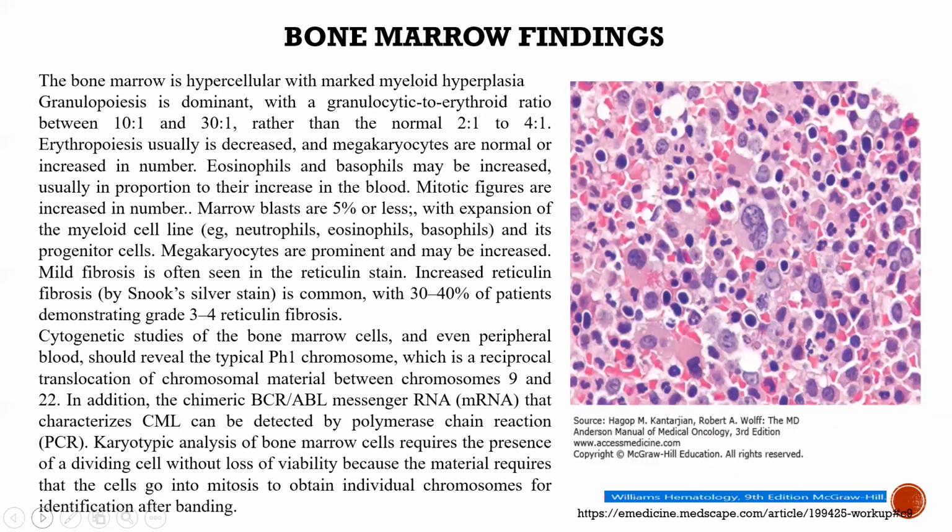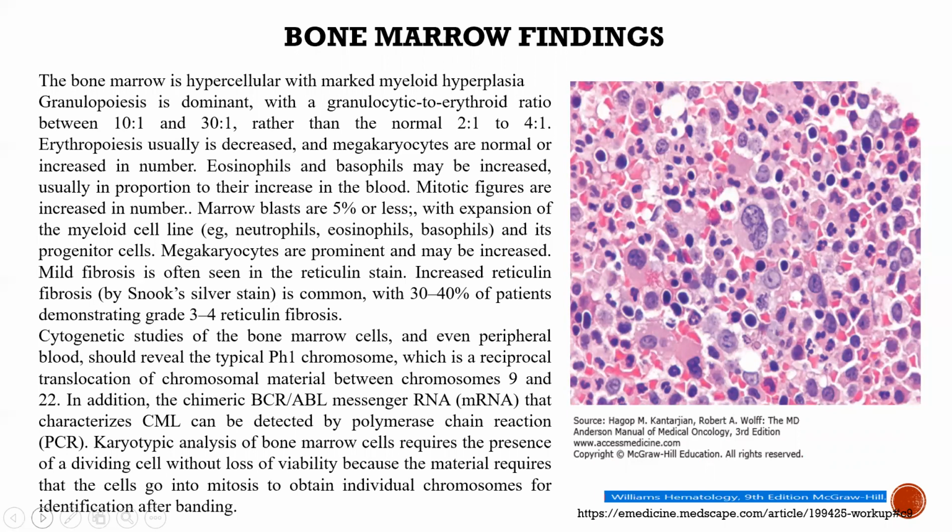Bone marrow in this type of leukemia is hypercellular with marked myeloid hyperplasia. Granulopoiesis is dominant, and the granulocytic to erythroid ratio is between 10 to 1 and 30 to 1, rather than the normal 2 or 4 to 1. Erythropoiesis usually is decreased, and megakaryocytes are normal or increased in number. Eosinophils and basophils may be increased, usually in proportion to their increase in the blood. Mitotic features are increased in number.